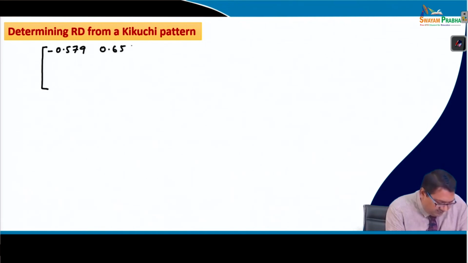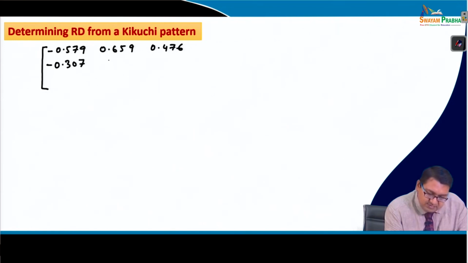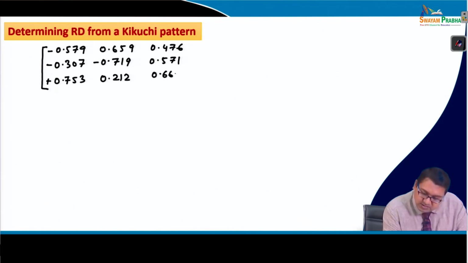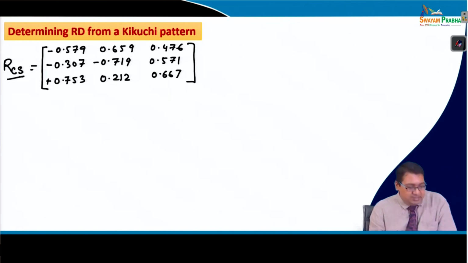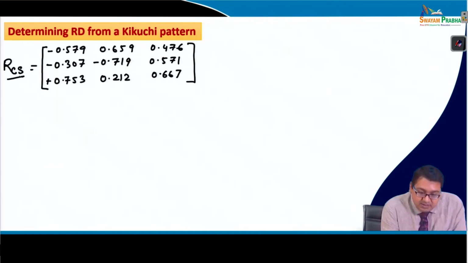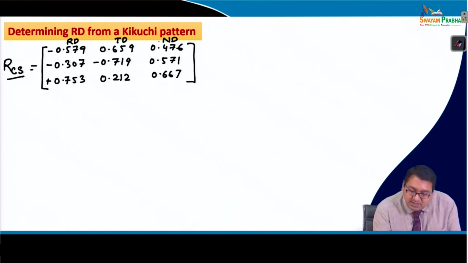0.579, 0.659 and 0.476 and then 0.307, 0.719, minus 0.571 and then plus 0.753, 0.212 and 0.667. So, basically this is the rotation matrix between the crystal coordinate system and the sample coordinate system, and therefore, we can say that these are the RD, TD and ND of the sample, and you can see that this is 5, 6 and 7 for the QRS of ND.